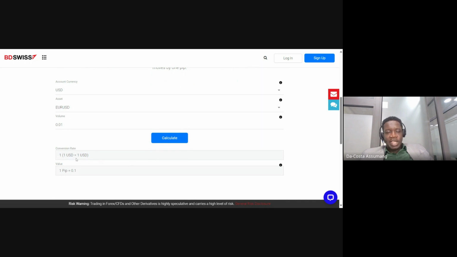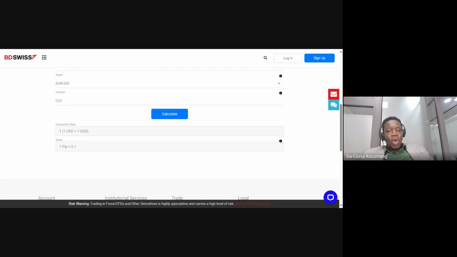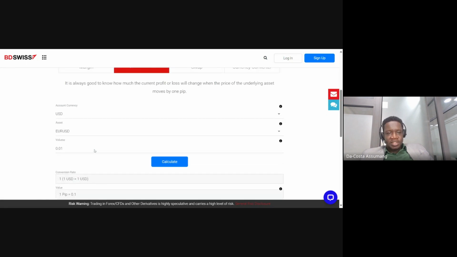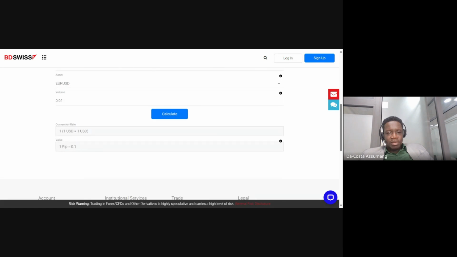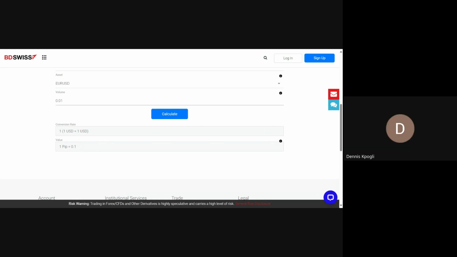So please, can you see this? It says that conversion rate, 1 pip is equivalent to 0.1. Please, do you get it? It's equivalent to 0.1. That's 10 cents, 1 pip. Okay, yes.